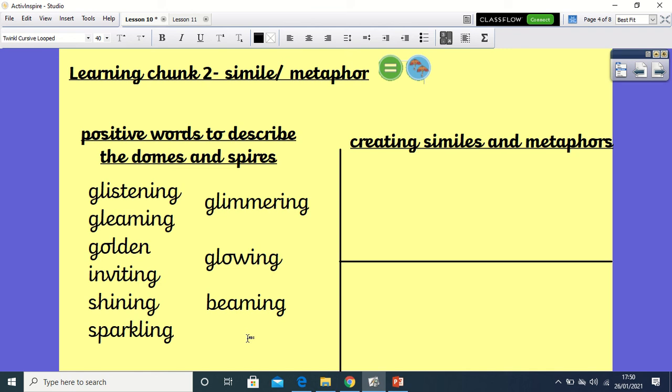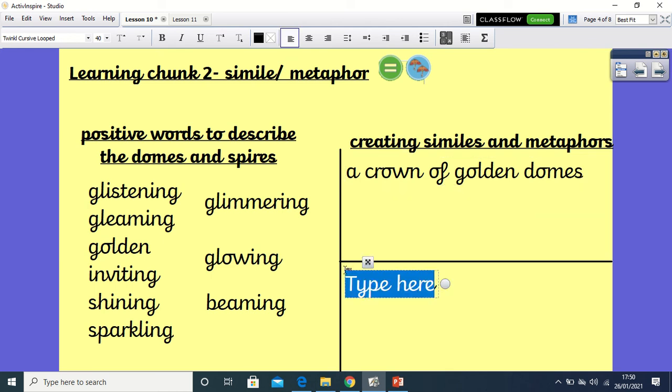So then looking at the next slide, we're thinking about similes and metaphors to describe how they might have shone. So when we open our sentence, we might use our metaphor to talk about the golden domes, because there's quite a few golden domes, isn't there? So you might suggest that the golden domes are a crown of golden domes. You might not use the word golden, you might use the word glistening or shining, it doesn't matter, this is just my example. So you might say a crown of golden domes, and then in our sentence we might say what they are like. So it's using those 2 skills. So I would focus on the domes here, and then talking about what they were like.